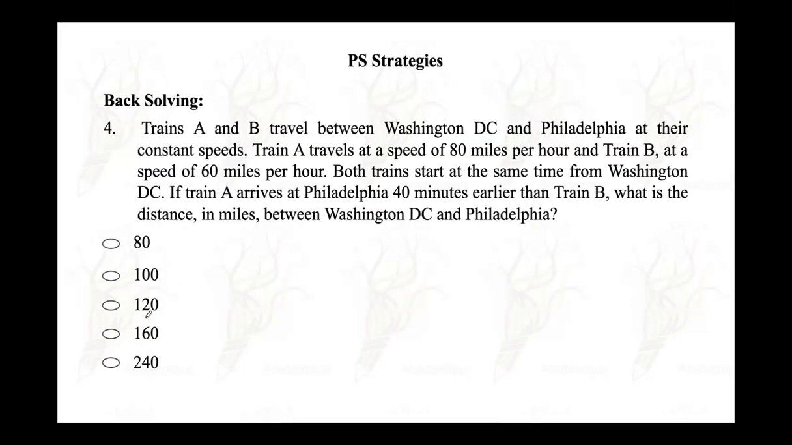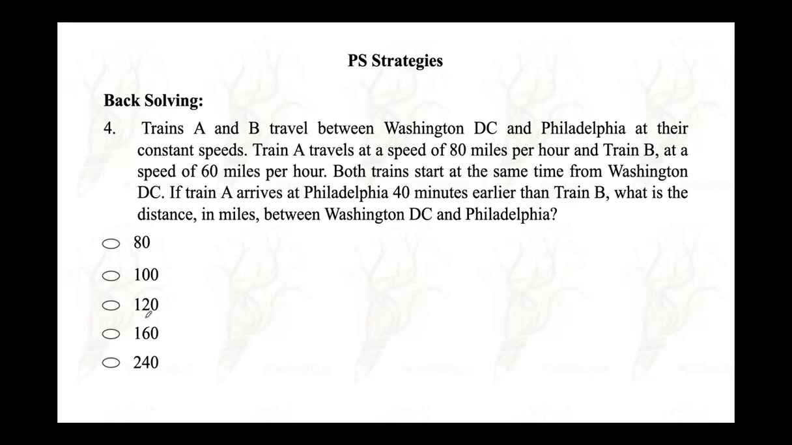Let's look at question number 4. Let's read it out. It says trains A and B travel between Washington DC and Philadelphia at their constant speeds. Train A travels at 80 miles per hour, B at 60 miles per hour. Both trains start at the same time from Washington DC. Train A arrives at Philadelphia 40 minutes earlier than train B. What is the distance in miles between Washington DC and Philadelphia?